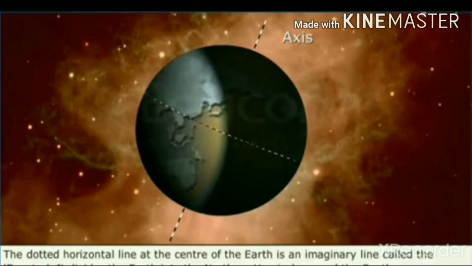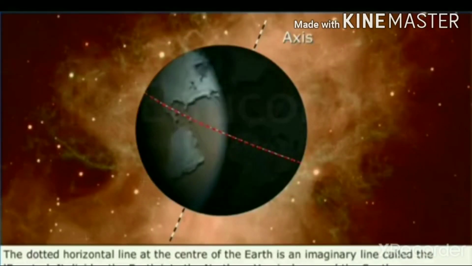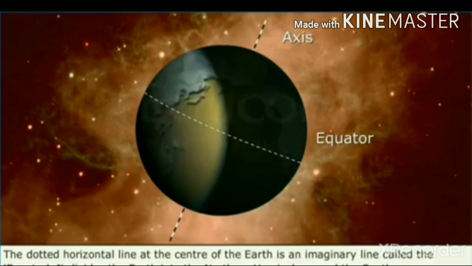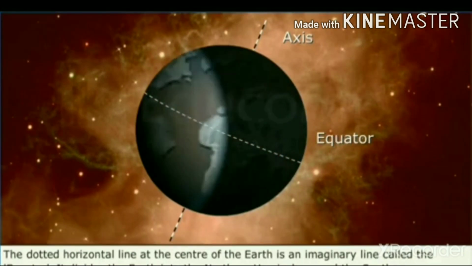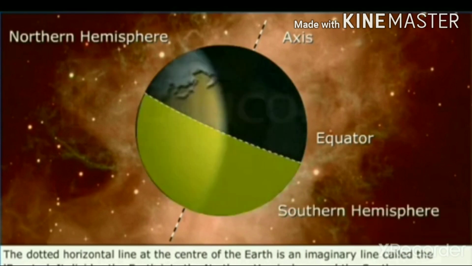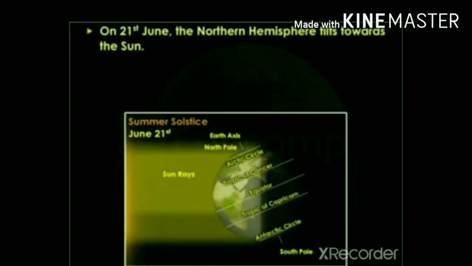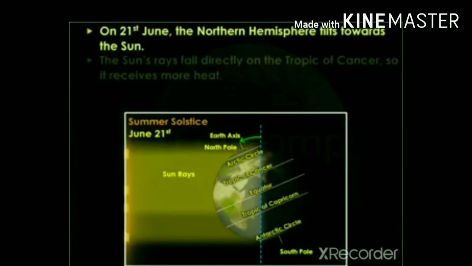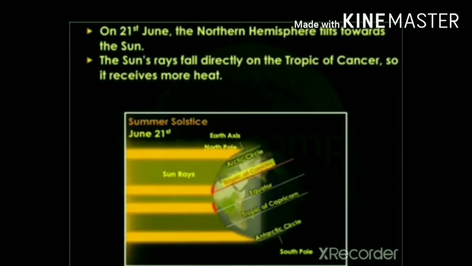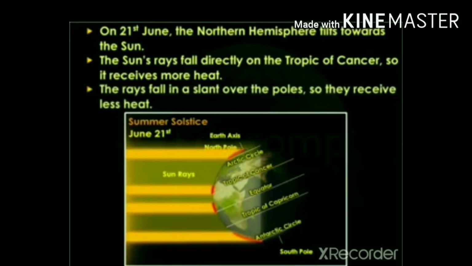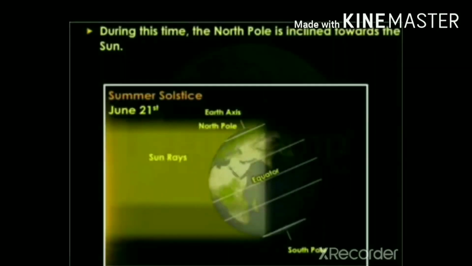Look at the picture. The dotted horizontal line at the center of the earth is an imaginary line, called the equator. The equator divides the earth into two halves, northern hemisphere and southern hemisphere. Next, summer solstice. On 21st June, the northern hemisphere is tilted towards the sun. The sun rays fall directly on the Tropic of Cancer, so it receives more heat. The rays fall in a slant over the poles, so they receive less heat. During this time, the North Pole is inclined towards the sun.